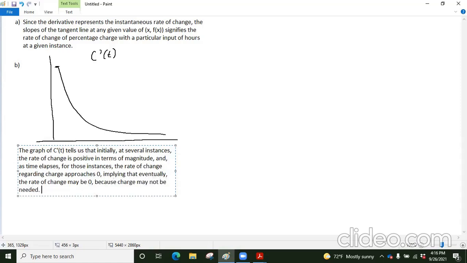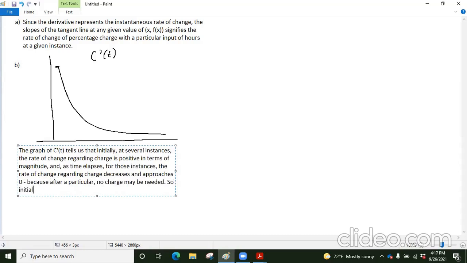So the graph of C of t tells us that initially, at several instances, the rate of change regarding charge is positive in terms of magnitude, and as time elapses, for those instances, the rate of change regarding charge, we'll just say, decreases and approaches zero, because after a particular time, no charge may be needed.